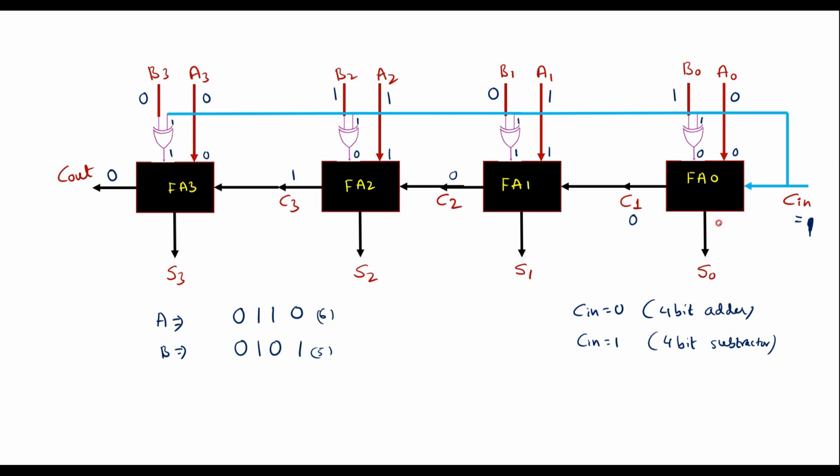Now let me analyze. Here we can see that 0 plus 1 produces sum as 1, carry output as 0. So this 0 will go here. 1 plus 1 plus 0: 1 plus 1 is sum 0 with carry 1, and 0 plus 0 is 0. So here it produces carry as 1.